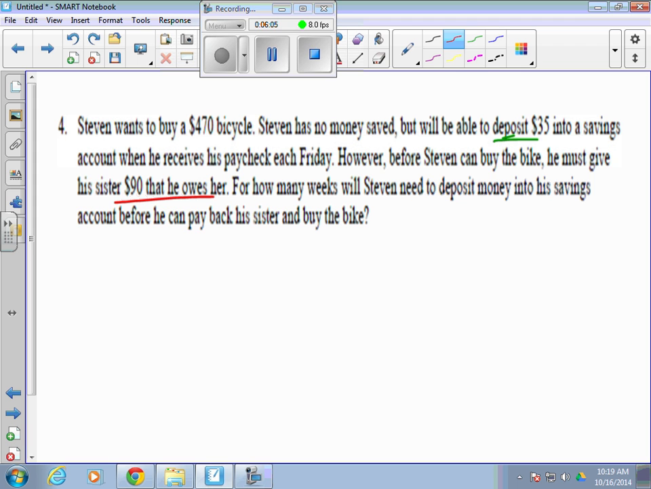Okay, so this is how we're going to write this equation. He's going to save $35 per week, 35x, so 35 times an unknown amount of weeks, minus $90, because that's how much he owes his sister. That's why it's minus, is equal to $470 for the bike. There's your equation. How much he's going to save each week minus what he owes is equal to the total.